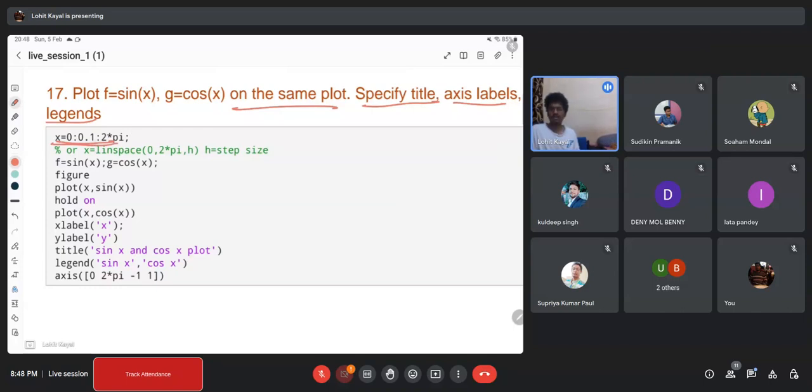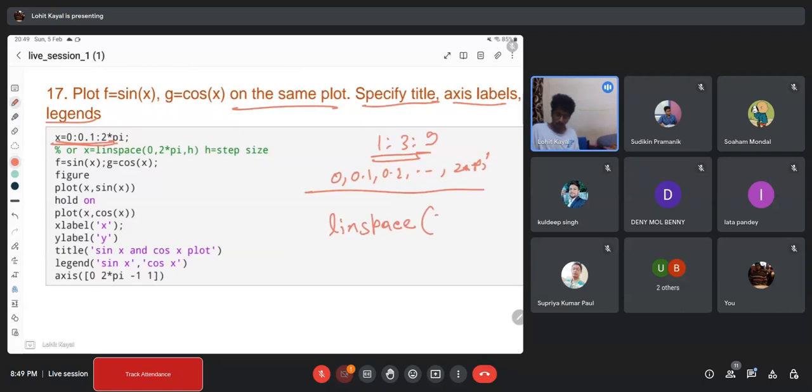In the third question, something like that was there. This is the same thing, 0 to 0.1 to 2 pi. That means 0, 0.1, 0.2 up to 2 pi. It will consider these values. Or I can use linspace, 0 to 2 star pi comma some number. Suppose 100, that means 100 points will be there between 0 and 2 pi. You can use anything.